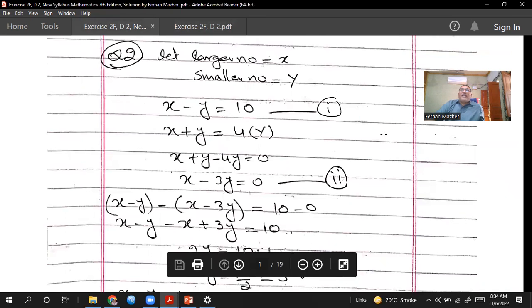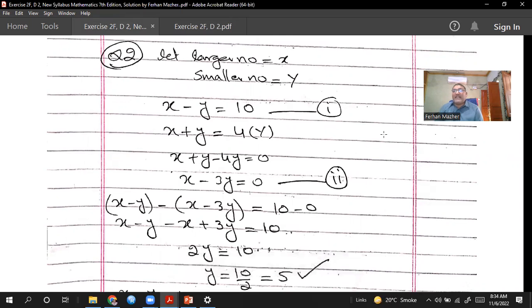Okay, so let the larger number be x and the smaller number be y. First of all, they say that their difference is 10, so x minus y is equal to 10. Then he says that their sum, and sum means x plus y, is equal to 4 times the smaller number. So that will be equal to 4y.